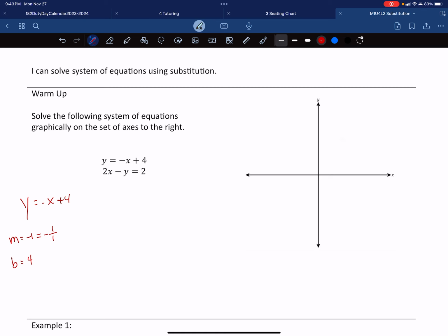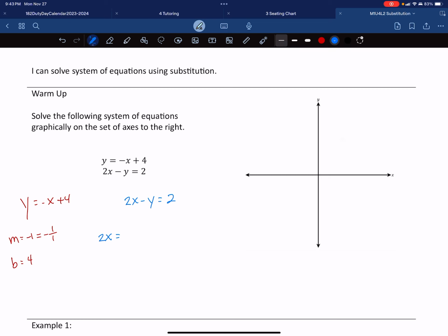So then on the next equation, I'm going to do this in blue, 2x minus y equals 2. Remember, this is in standard form. So in order for us to graph this, we're going to graph the x and y-intercept. To find the x-intercept, we're just going to cover up the y, and we'll have 2x equals 2. I'm going to go ahead and write that.